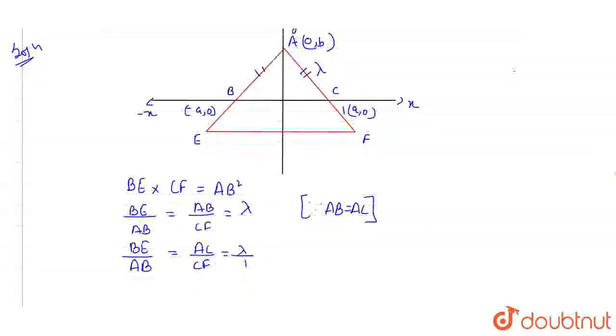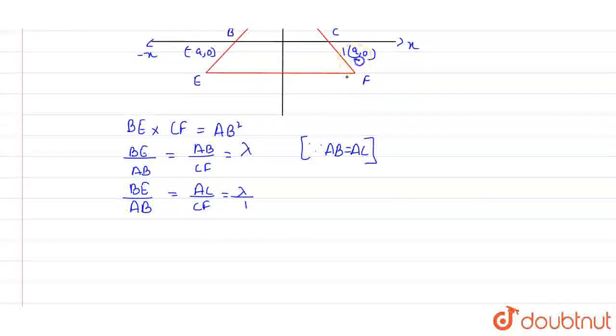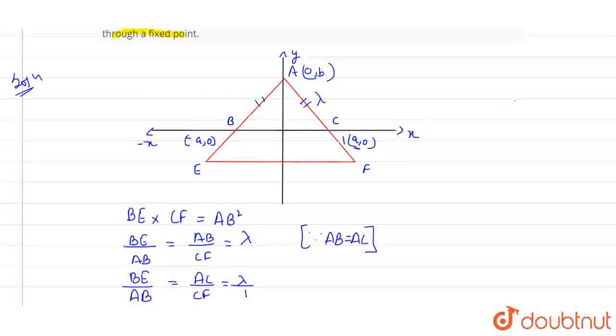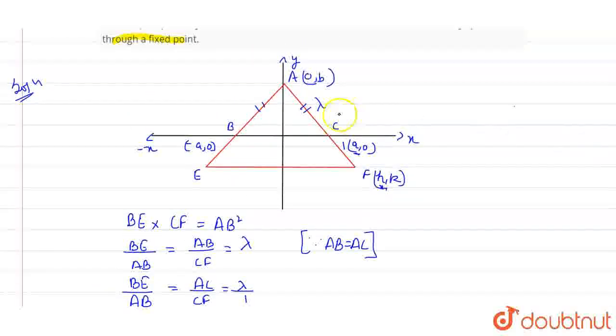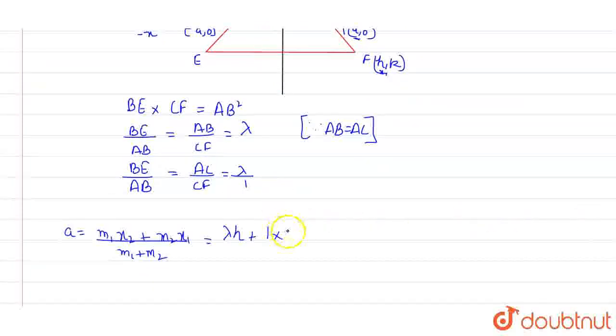So by the use of section formula, we can write the coordinates of A here in the triangle as (m1 x2 plus m2 x1) divided by (m1 plus m2), right? Here m1 we have as lambda, and for x2 we have to take the coordinate. Okay, so what we can do here, we can take the coordinates of F as h and k. So these are the coordinates we are looking for. So this is our x1. So now it can be done as lambda into h plus m2 is 1 into x2. What is x2 we have here? We have 0, so it means that x2 is 0. So we can write it as 0 divided by lambda plus 1. Now it comes out to be lambda h divided by lambda plus 1.